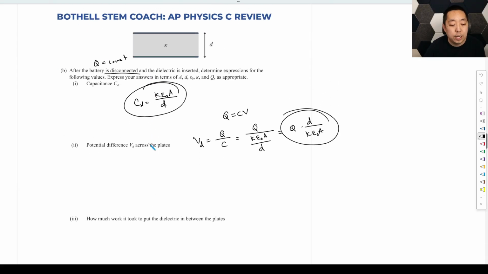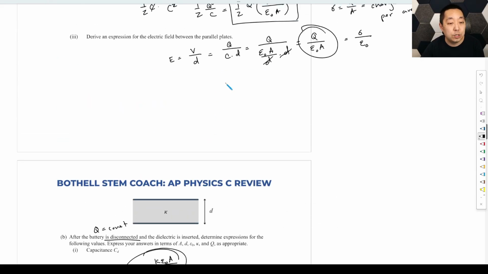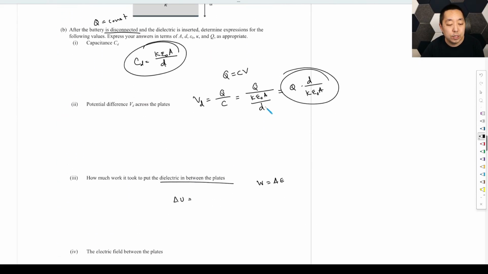How much work did it take to put the dielectric between the plates? So if you think, work is the change in energy. If I do work on it, I'm going to change the energy. The work that I did to put that there would have caused an increase in the potential energy. So we're going to talk about the change in the potential energy. We know how much potential energy we started with, which was this. So we need to talk about what the potential is at this point.